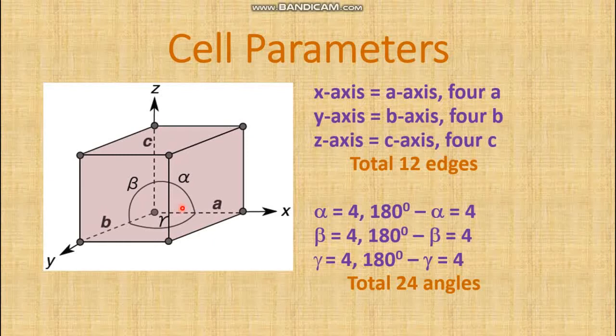So how is it possible? Look here, there are 4 alphas, 4 betas and 4 gammas. So 12, and 4 of 180 minus alpha, 4 of 180 minus beta and 4 of 180 minus gamma. So there are also 12. Overall there are 24 angles. How? This angle, suppose between a and c, is alpha. Now there are 4 faces which are parallel to this face.